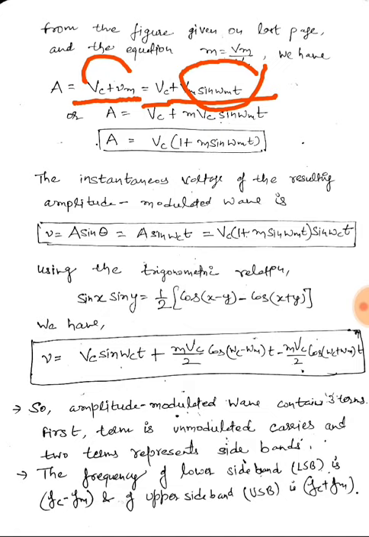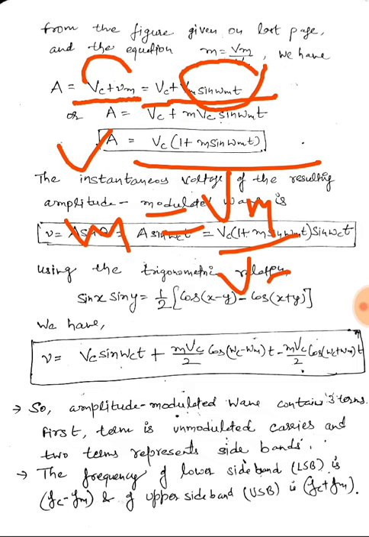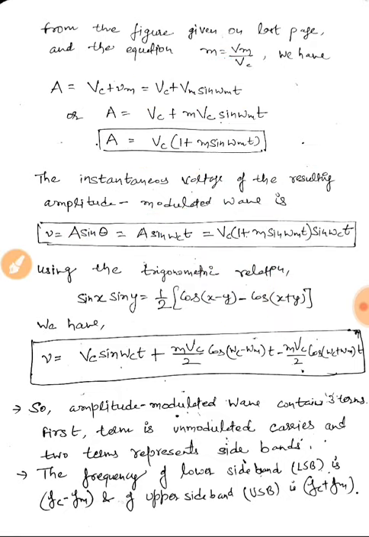So its value is from minus Vm to plus Vm. So we can write it as A is equal to Vc into 1 plus M sin omega mt, where M is equal to Vm upon Vc. We have put Vm upon Vc as M in the equation. Okay, so this is how we can get the formula for amplitude modulation.